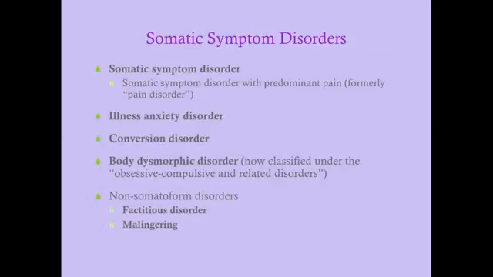So the somatic symptom disorders we're going to talk about include somatic symptom disorder. Now, note that this falls under the umbrella of somatic symptom disorders, which include all the rest of these, but somatic symptom disorder is what we used to know as somatization disorder. This includes the subclassification of somatic symptom disorder with predominant pain, formerly known as pain disorder, illness anxiety disorder, formerly known as hypochondriasis, conversion disorder, and then I will talk here about body dysmorphic disorder since it used to be classified under the somatoform disorders, although now it is classified under the obsessive compulsive and related disorders.